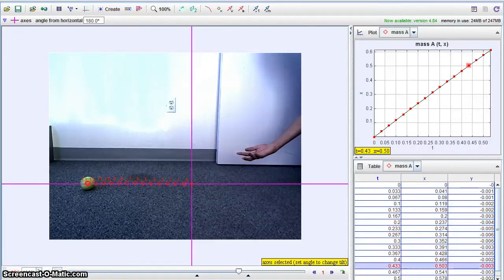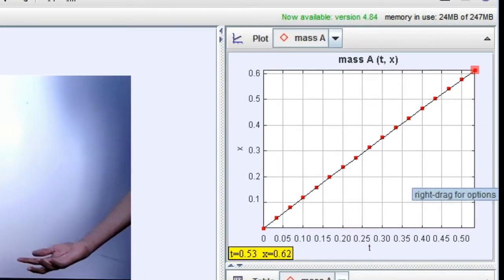This is a video I made of someone rolling a tennis ball across the floor. I started tracking it a little while after it left the person's hand due to the fact that when it first left their hand, it was accelerating. I set the positive x direction to the left and tracked its motion from frame 41 to 57. This is a graph of the ball's position as a function of time.